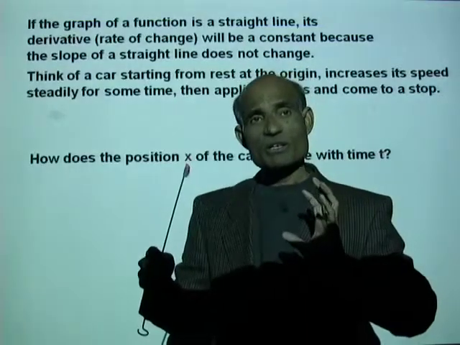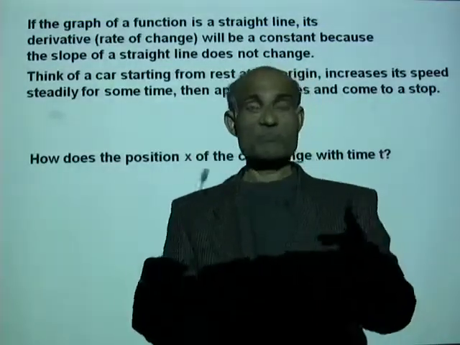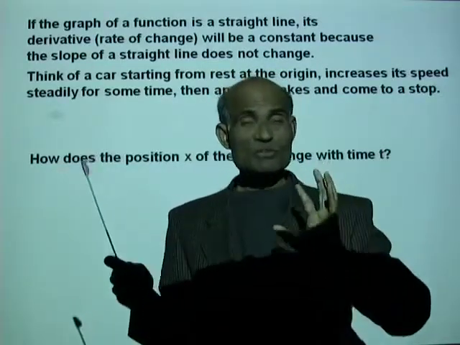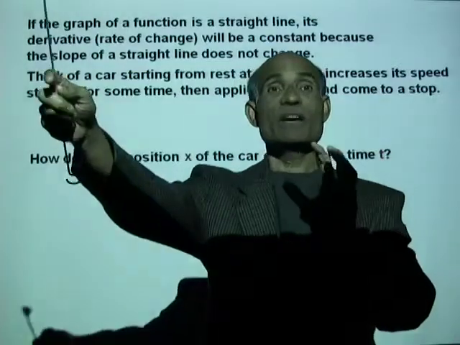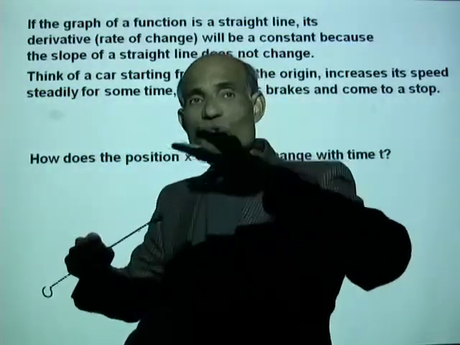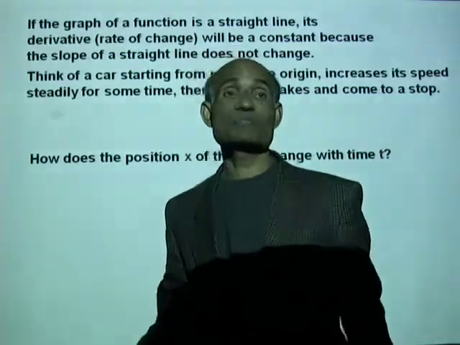A car increases its speed. That is, actually, you are starting from the light changed to green. You put your foot down, the speed increases, then ahead you see a red light. So as the speed increases, you apply brakes, you reduce the speed, and then come to a stop.